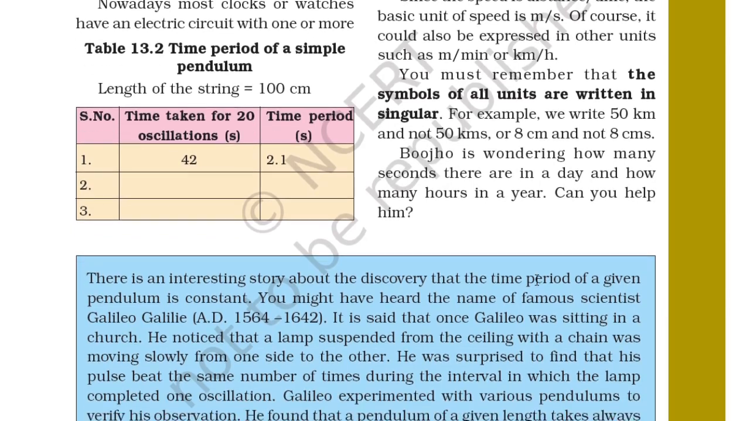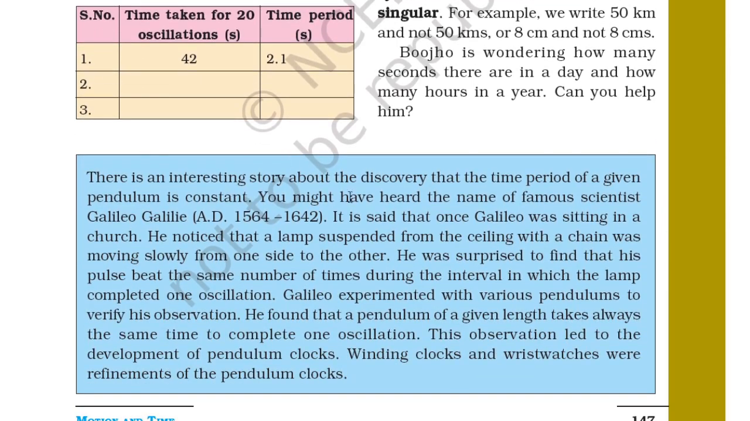There is an interesting story about the discovery that the time period of a given pendulum is constant. You might have heard the name of the famous scientist Galileo Galilei. He was alive around 1564 to 1642 AD. It is said that once Galileo was sitting in a church, he noticed that a lamp suspended from the ceiling with a chain was moving slowly from one side to the other.